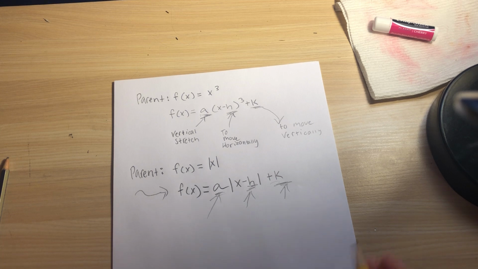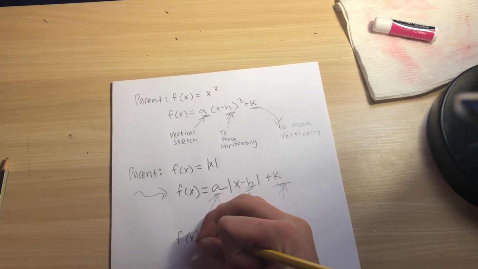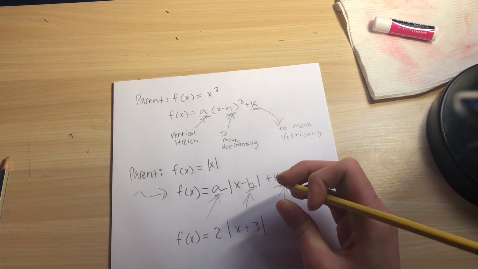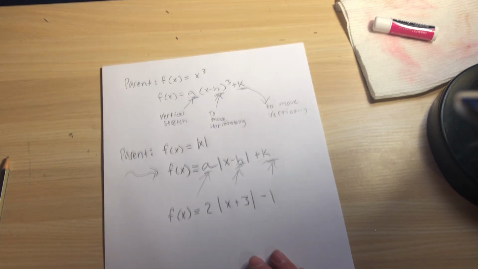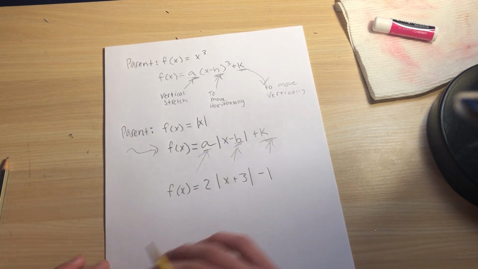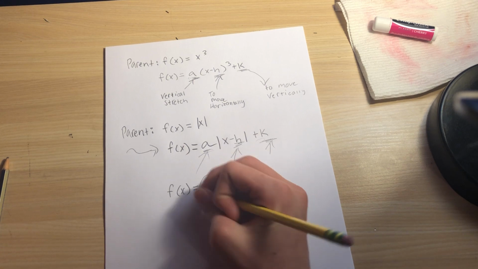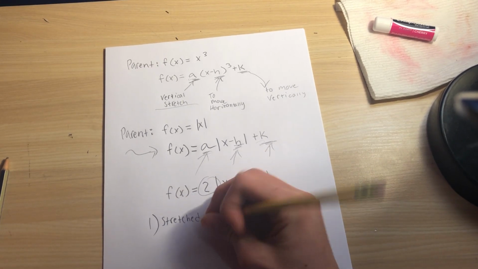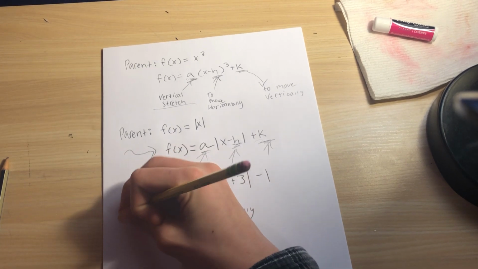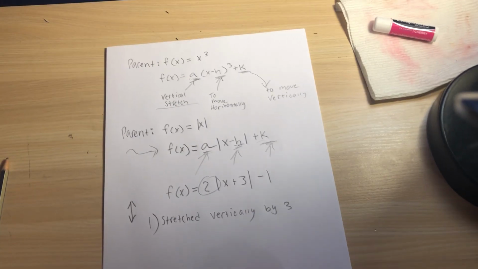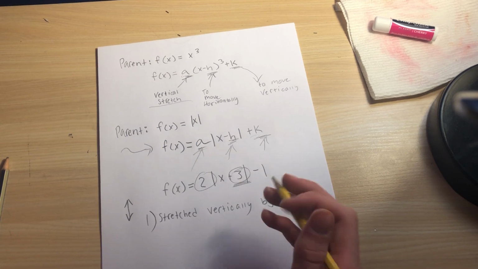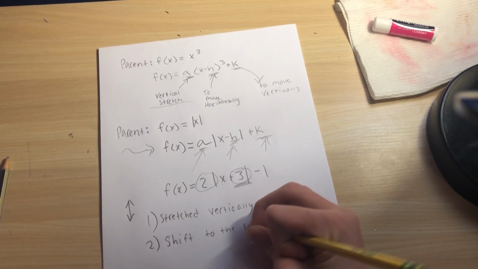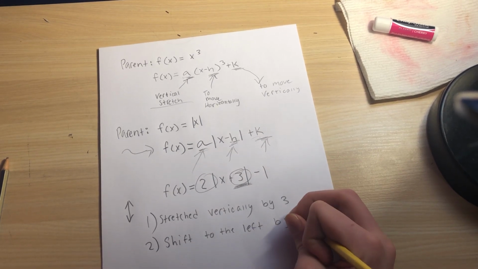So here's a good example. So let's say you got the transformation f(x) equals 2 times the absolute value of x plus 3 minus 1. So if you just looked at this and were like, I have no idea how to do this or what it would look like on a graph, what it would really look like is this: 2, since it's a vertical stretch, would be stretched vertically, so up and down, stretched vertically up and down by 3. And then this plus 3 would really mean on the graph, it would shift to the left. By how many? By 3.